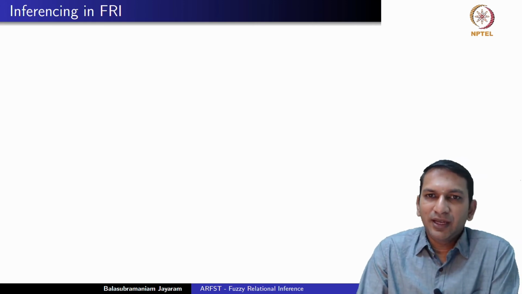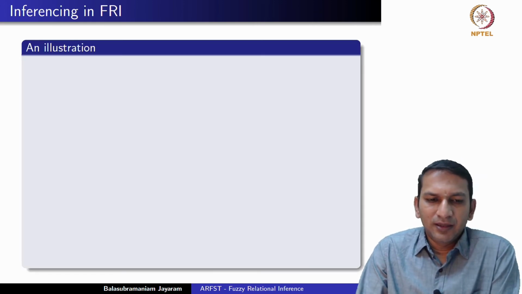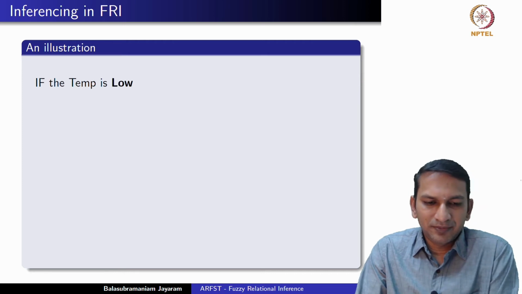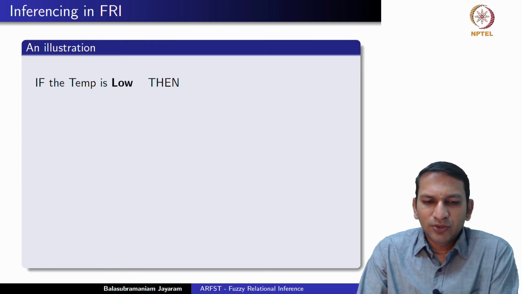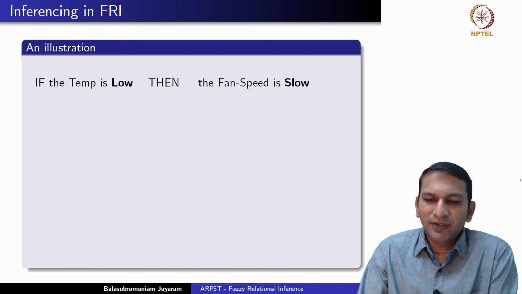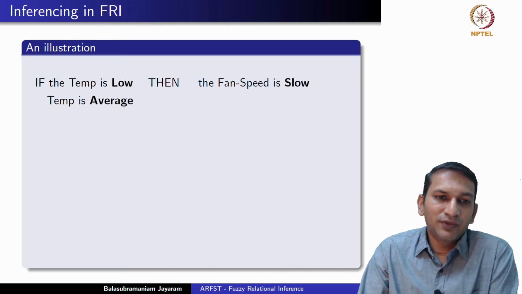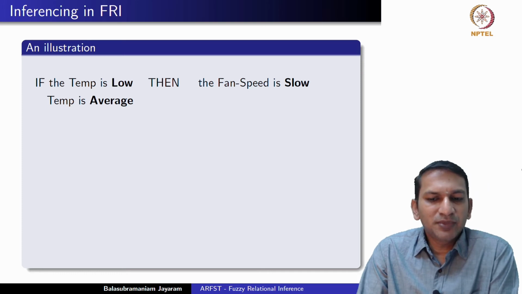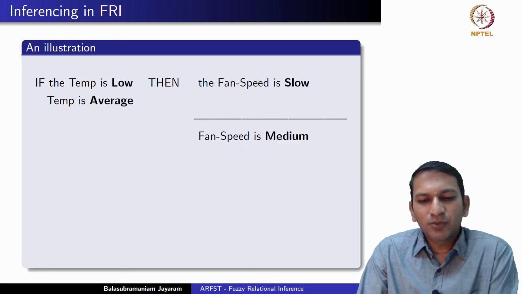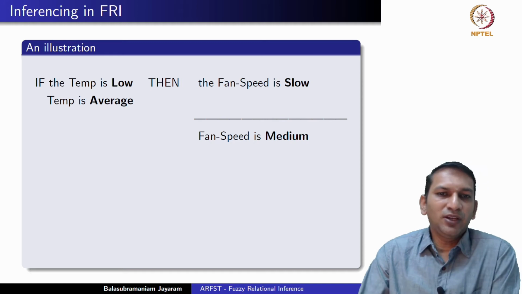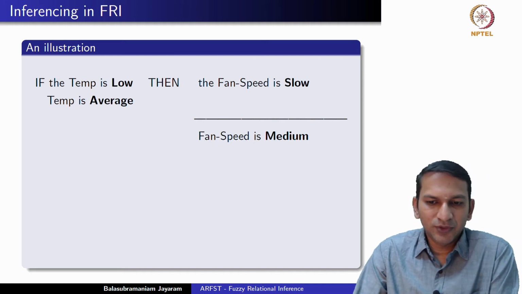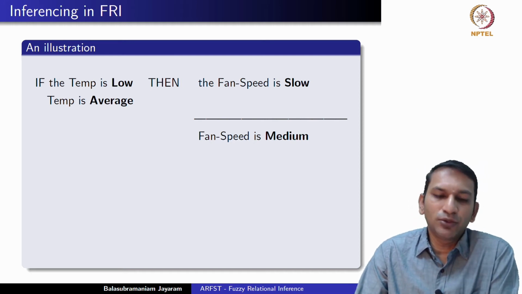How do we infer in FRI? Let's have an illustrative example. Consider this rule: if the temperature is low, then the fan speed is slow. Now we are given an input, temperature is average. Now we want to say something about the fan speed. Let's for the moment assume that we want the output to be fan speed is medium. So this is the kind of inference we are trying to do.